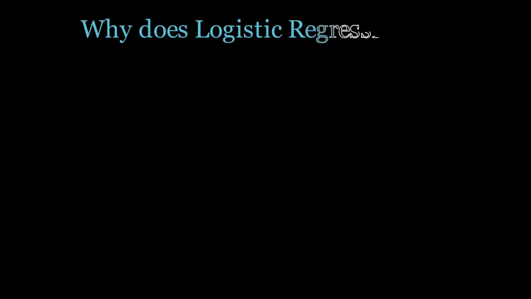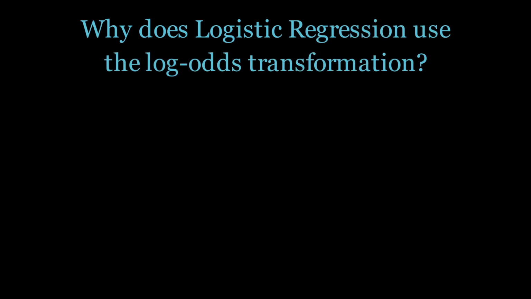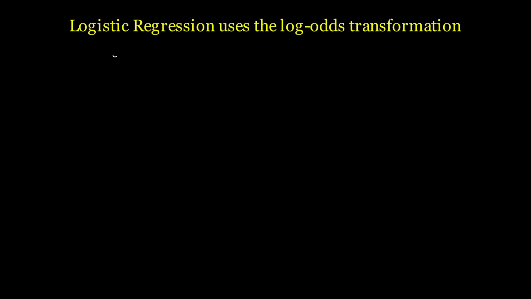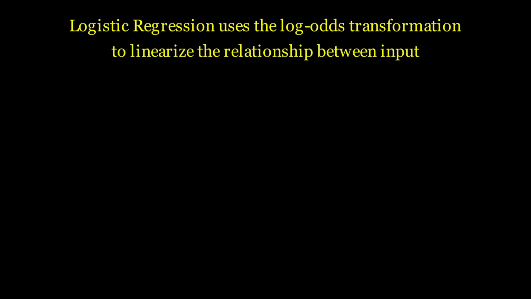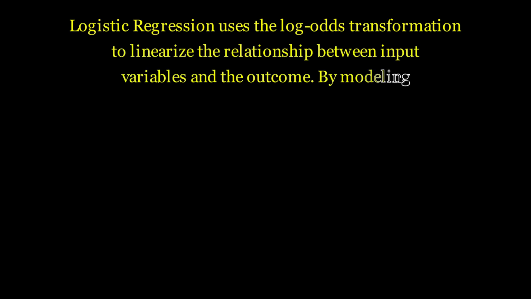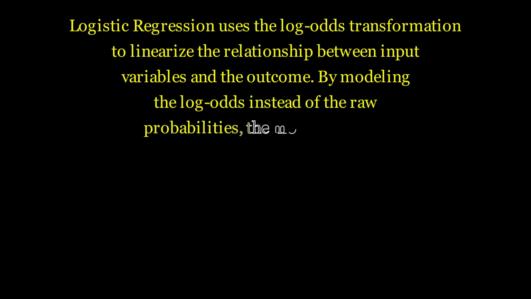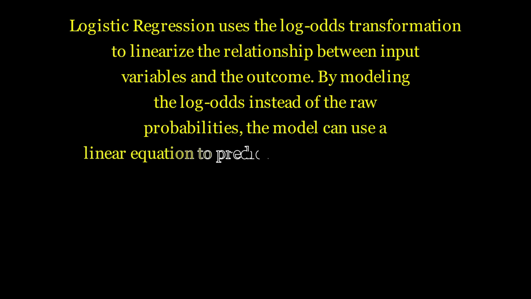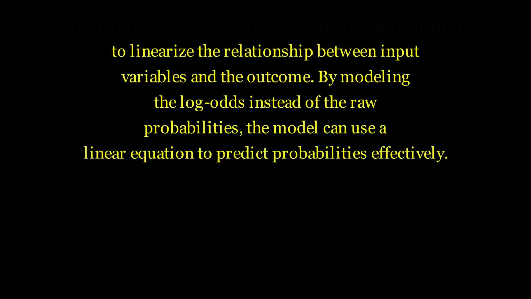Why does logistic regression use the log odds transformation? Logistic regression uses the log odds transformation to model the relationship between input variables and the outcome. By modeling the log odds instead of the raw probabilities, the model can use a linear equation to predict probabilities effectively.